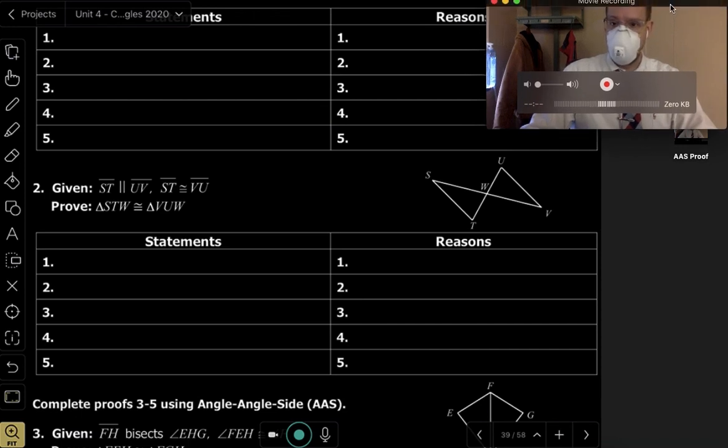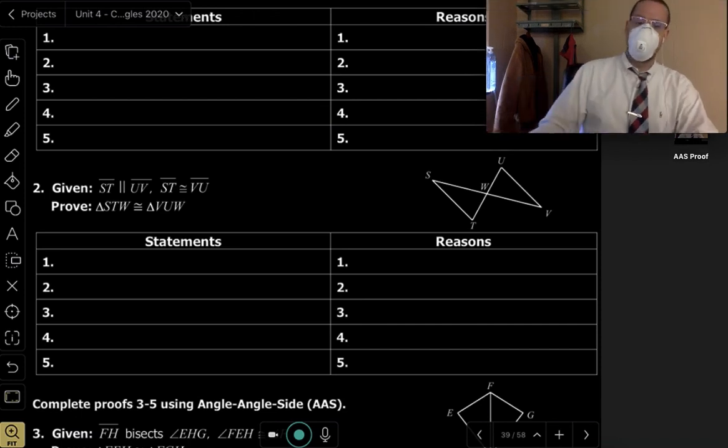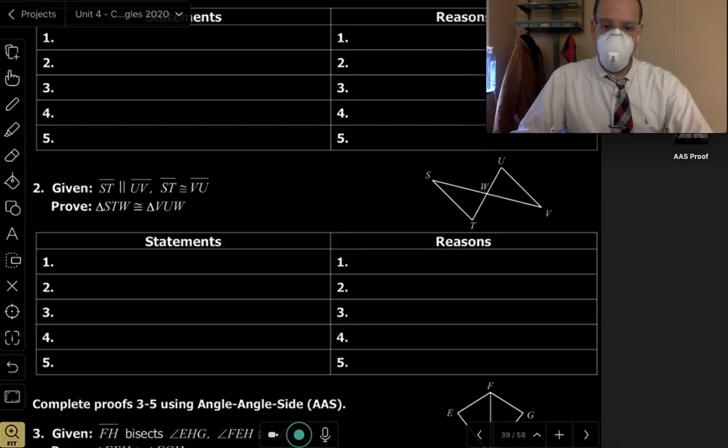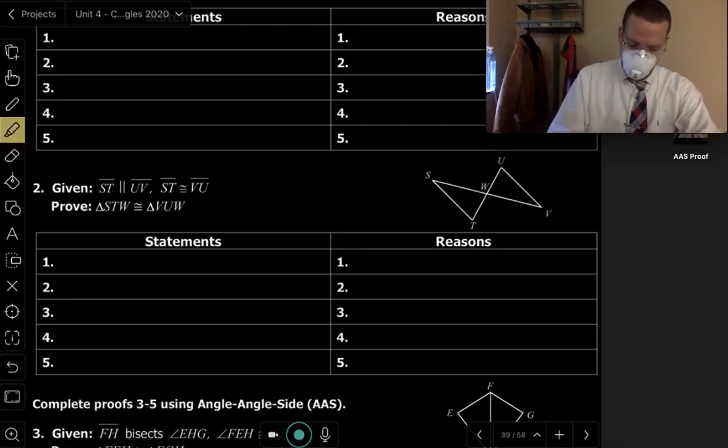Everyone, Mr. Hissner here, and I wanted to continue looking at some of these proofs. Now, what I wanted to do specifically is look at one that was parallel.